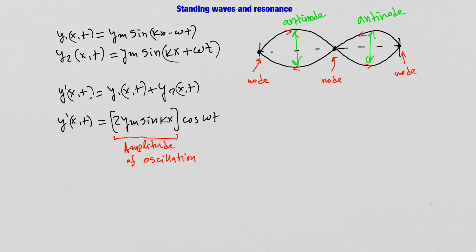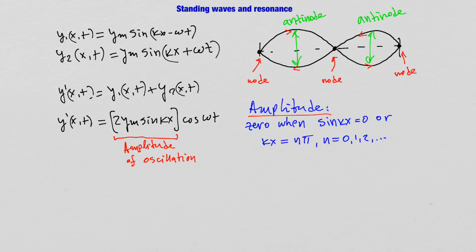So that means that for nodes, this amplitude will be 0, and for antinodes, it's going to be maximum, so twice ym. Therefore, I can find a condition that is satisfied for the sine function so that the amplitude is either 0 or maximum. So let's look at the situations where the amplitude is 0 and when it's maximum.